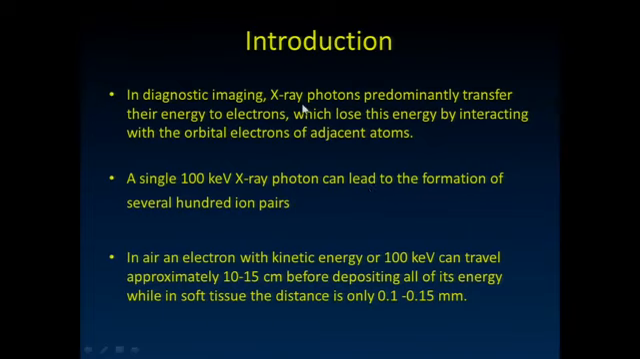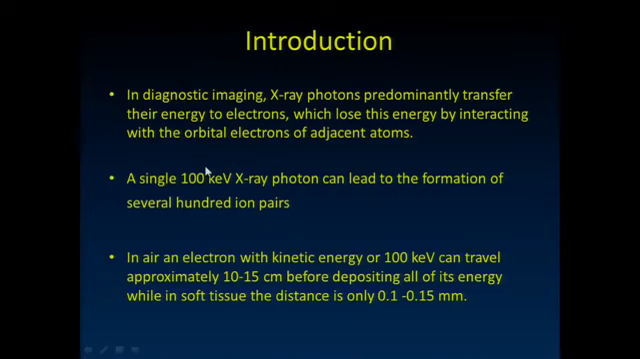In diagnostic imaging, X-ray photons predominantly transfer their energy to electrons of the atoms, right, which are going to lose their energy by interacting with other adjacent atoms. In other words, X-rays, when they interact with matter, are going to produce energetic electrons. And how do energetic electrons interact with matter? Via the ways we just discussed when we talked about particulate radiation. But I want you to keep that in mind, right?